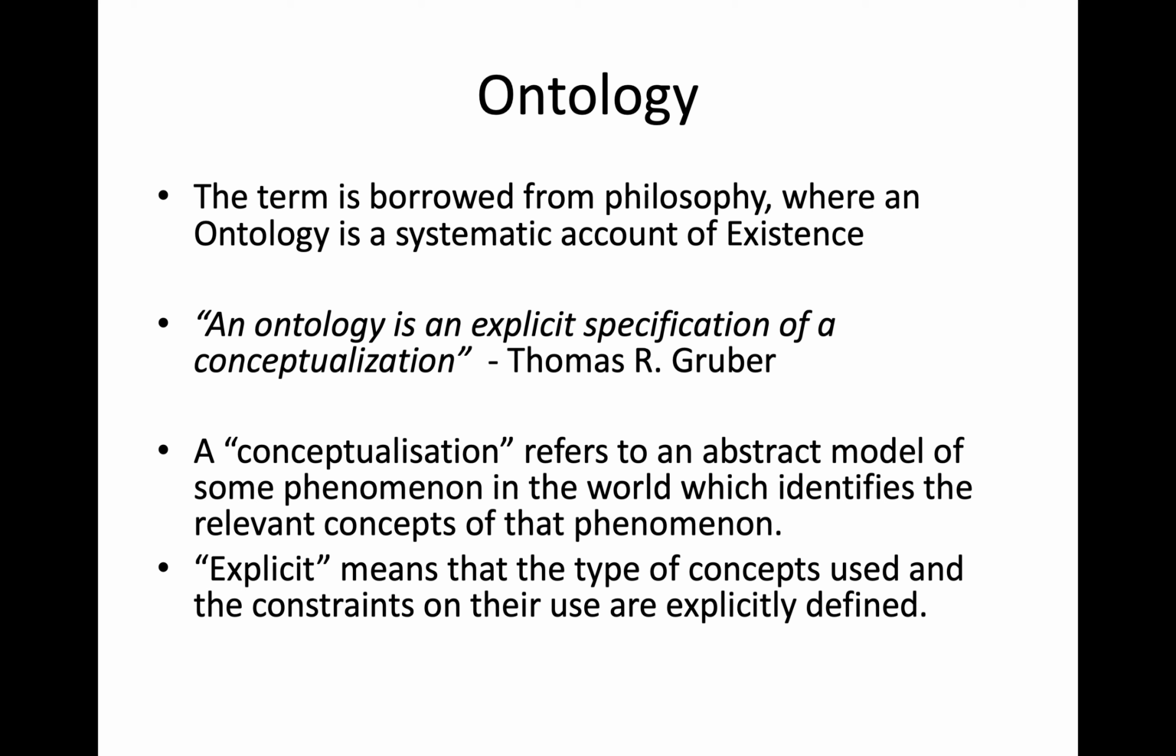To speak in general words, an ontology is an explicit specification of conceptualization. How do the concepts relate to each other? A conceptualization refers to an abstract model of some phenomena in this world which identifies the relevant concepts of that phenomena. Explicit means that the type of the concepts used and the constraints on their use are explicitly defined.